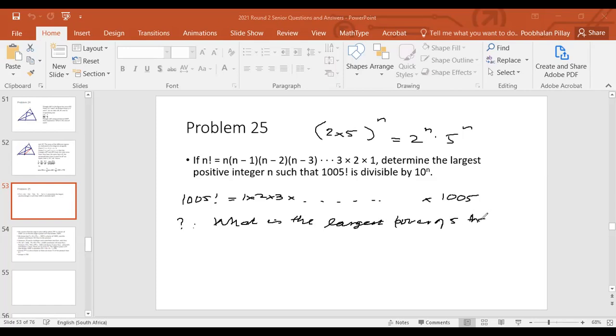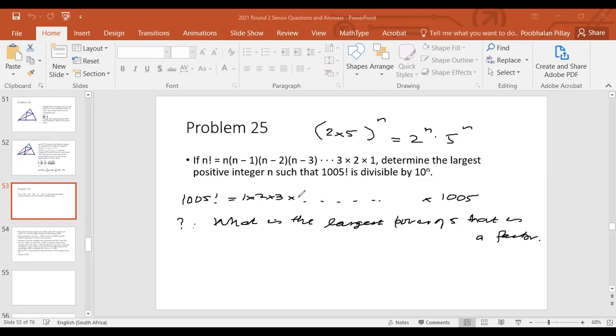that is a factor of the above? All right, now, in other words, you need to count all the 5s here. How many times does 5 appear here?